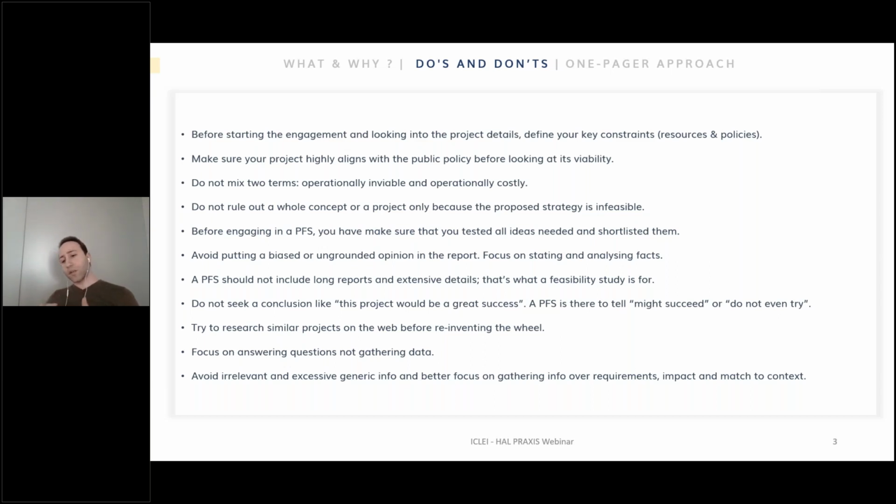These three elements are what your whole PFS should focus on while you're thinking about it. What is needed to be done? What impact is this project going to deliver, and to whom? And is it matching the context? Is it matching the constraints, the resources that we have, the policies and regulations? Is it matching the local residents' needs and the current context? That's it. Excessive information is not needed.